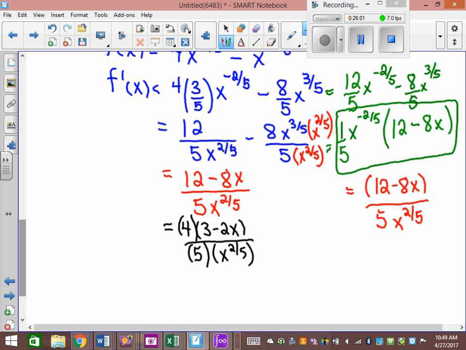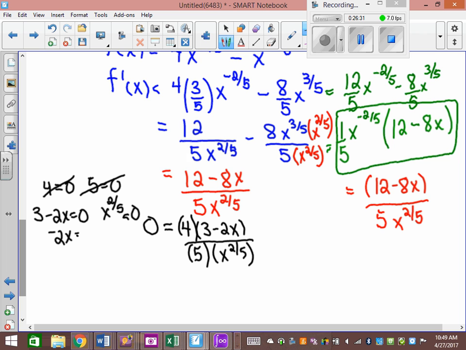Okay? So I don't have to do, I could go off to the side and go 4 equals 0 and say, wait, no, it doesn't. Okay, out, because we set it equal to 0. And then I could go 5 equals, wait, no, it doesn't. So I could prove that they'd give me nothing. Or you can just go by, hey, they don't have variables, they give me nothing. Your options. So then we have 3 minus 2x equals 0. And then we have x to the 2/5 equals 0. Now, here we'd get negative 2x equals negative 3, divided by negative 2, x equals 3/2.